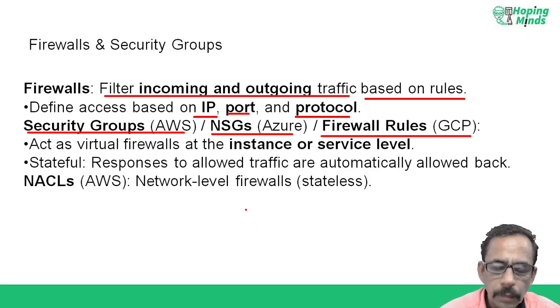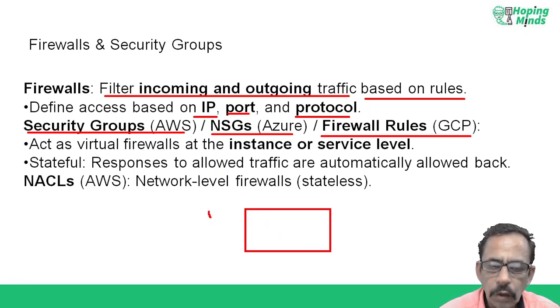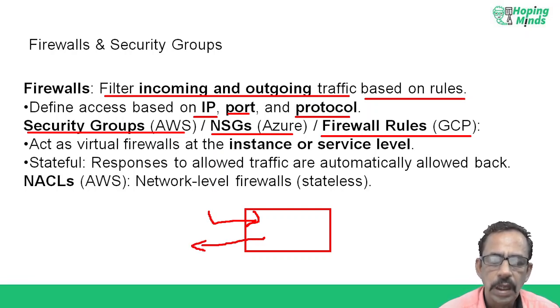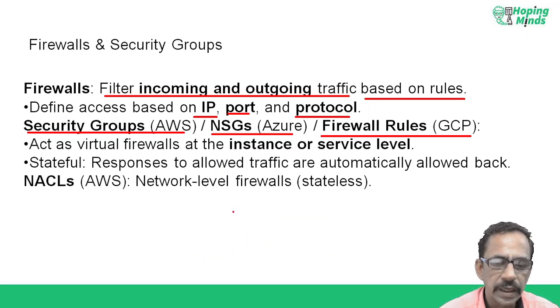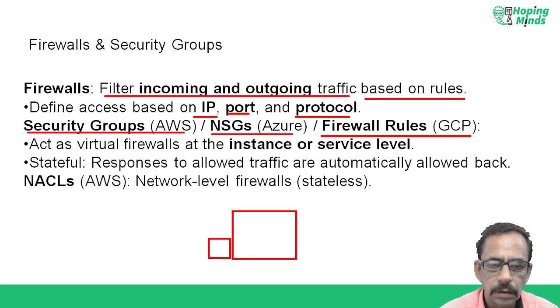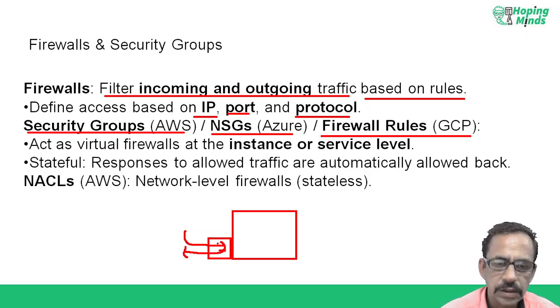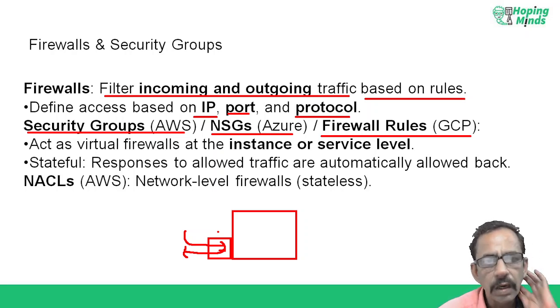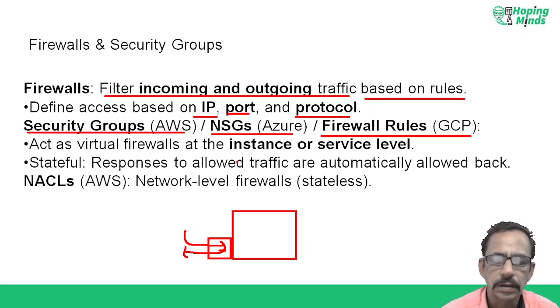To whom I want to allow inside my network and out of my network, what I want to allow, what I don't want to allow, that I can filter like a security guard. I give a list to my guard that this person should come in and this person should go out of my network or my building. So this firewall is actually working as a security guard.